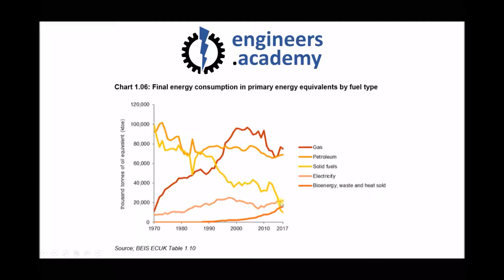Now, the huge areas of change we see here are the consumption of gas, which is used for heating and cooking. We see a huge reduction in the burning of solid fuels, and we see various other trends for the use of petroleum and the use of bioenergy. But the one we're primarily interested in is the electricity, which appears to be levelling off. And we'll look at forecasts for electricity in a moment.